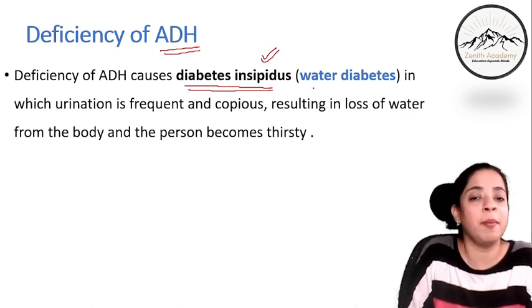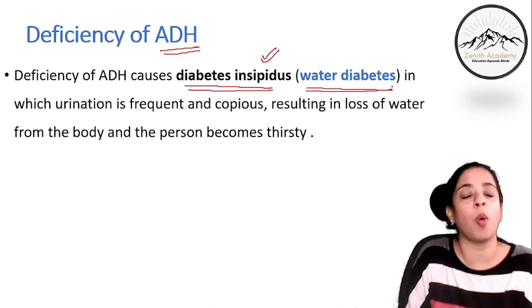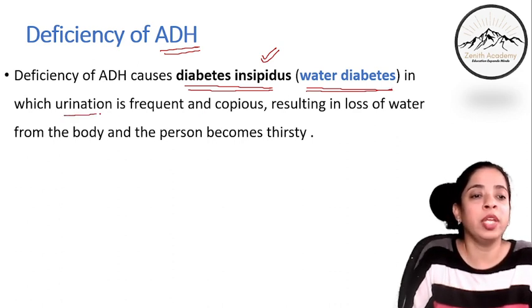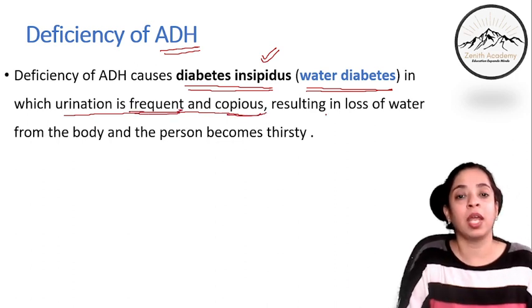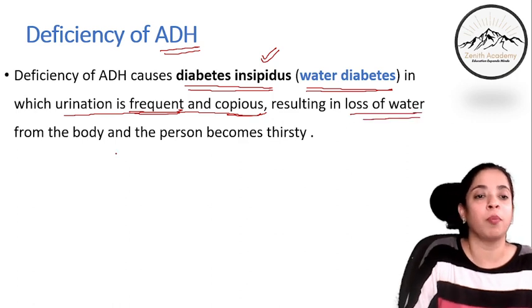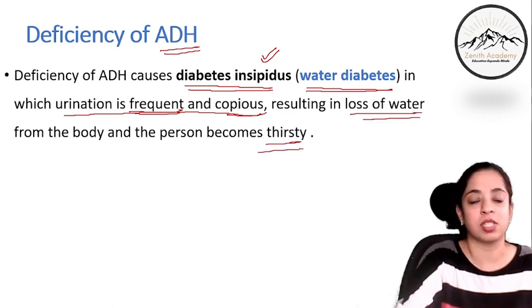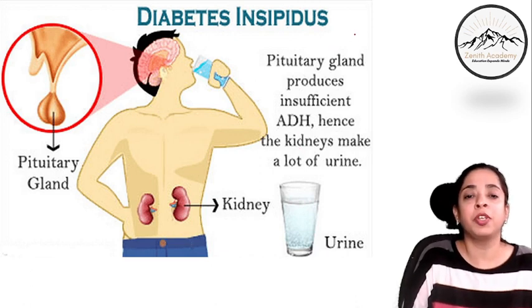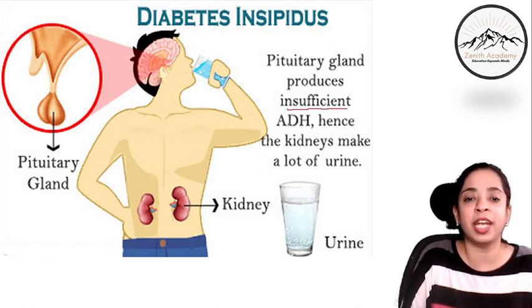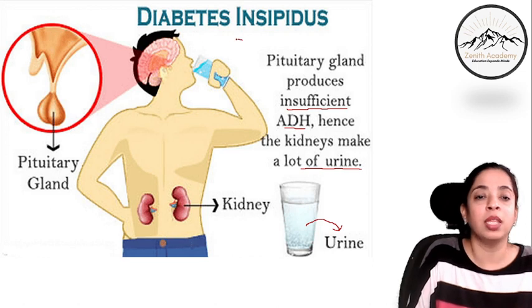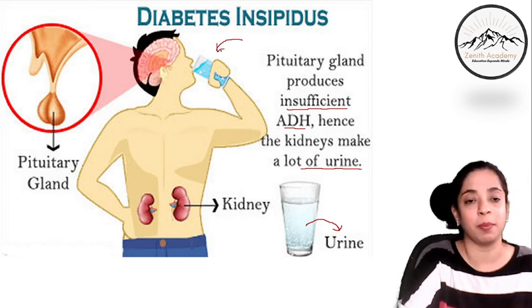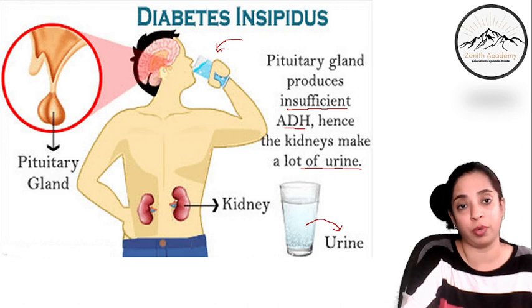Insipidus means this diabetes is also known as water diabetes in common language. In this, urination is frequent and copious. Frequent means again and again, copious means large volume, right? Resulting in loss of water from the body and the person becomes thirsty. So here you can see the pituitary gland produces insufficient ADH and hence the kidney makes a lot of urine, and the person keeps on feeling thirsty because there is excessive loss of water.